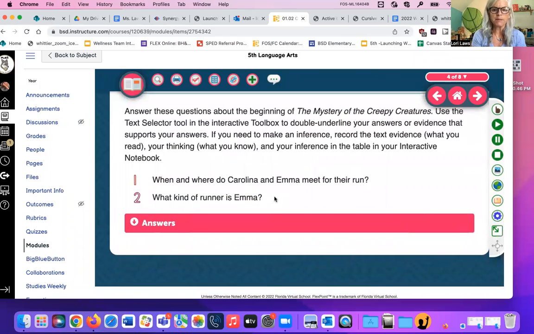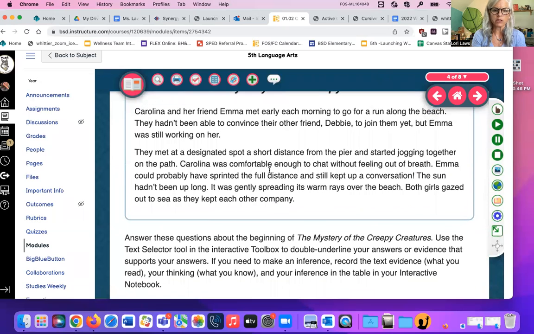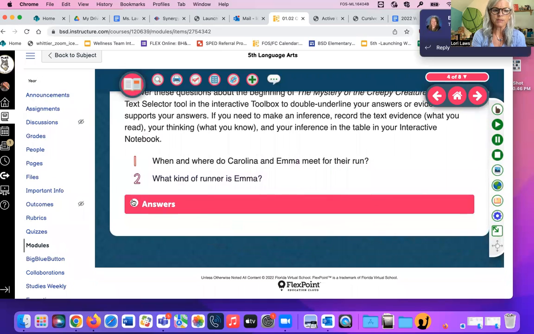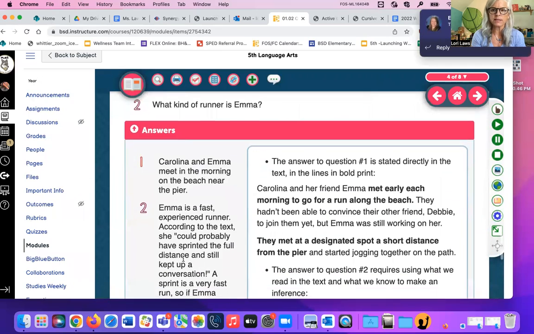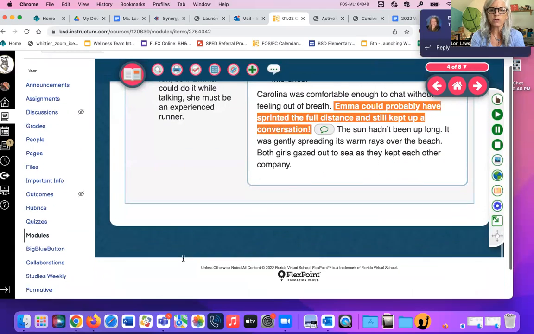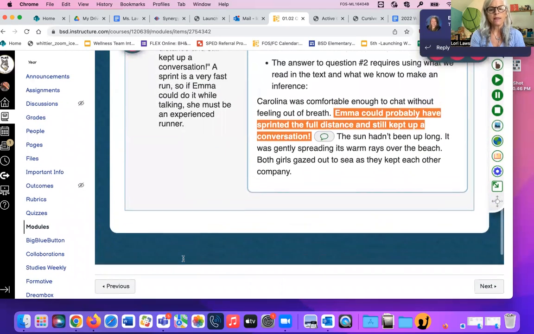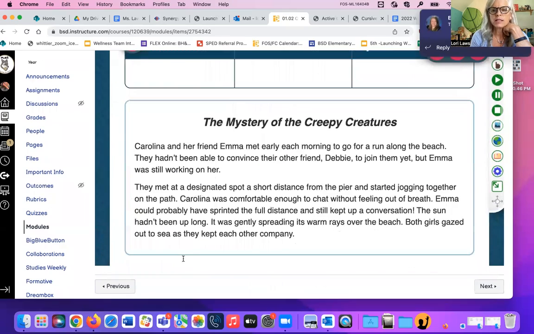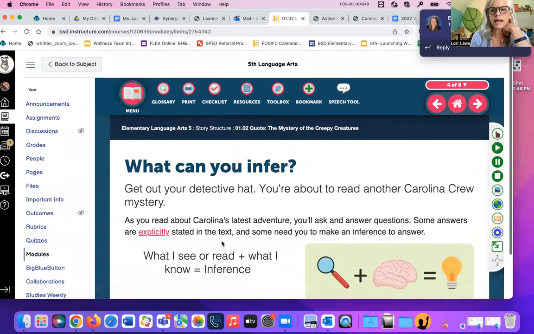What kind of a runner is Emma? She's a super strong runner. She can sprint and still keep up a conversation. Here are some answers. It gives you the evidence. So again, this helps walk you through it. It's kind of like this program is your teacher, and you just have to make sure that you're taking the time to learn the things that it has to teach you.